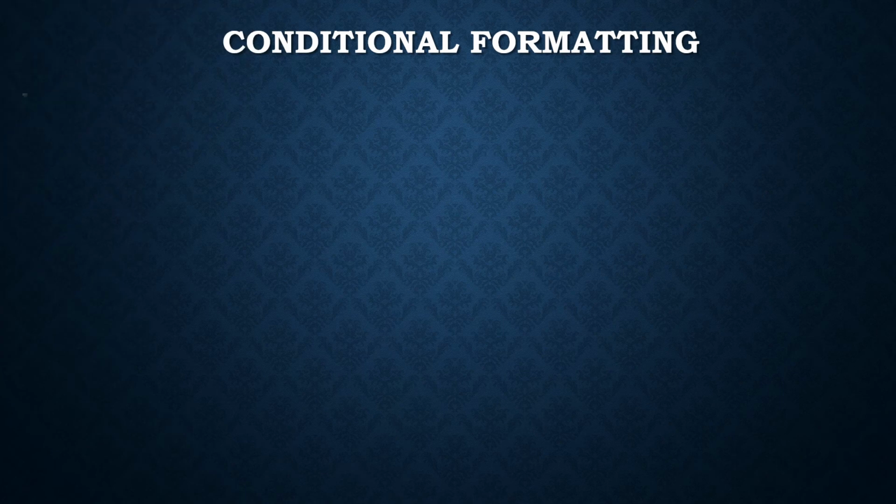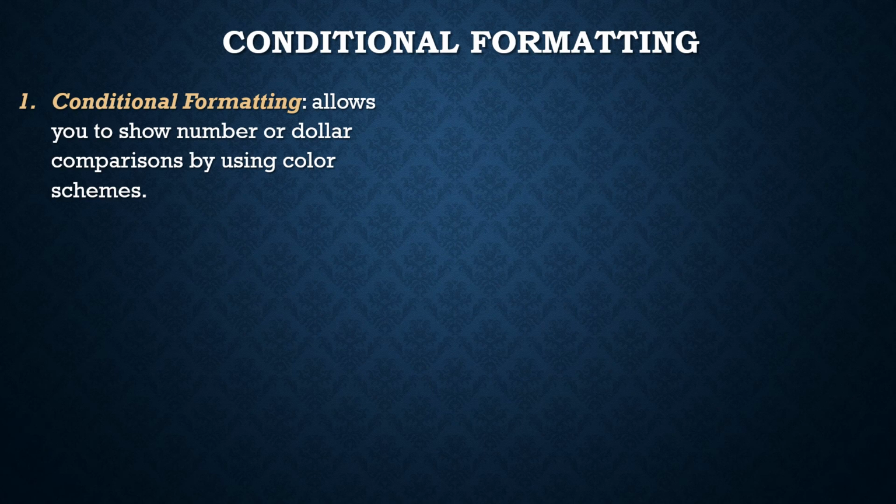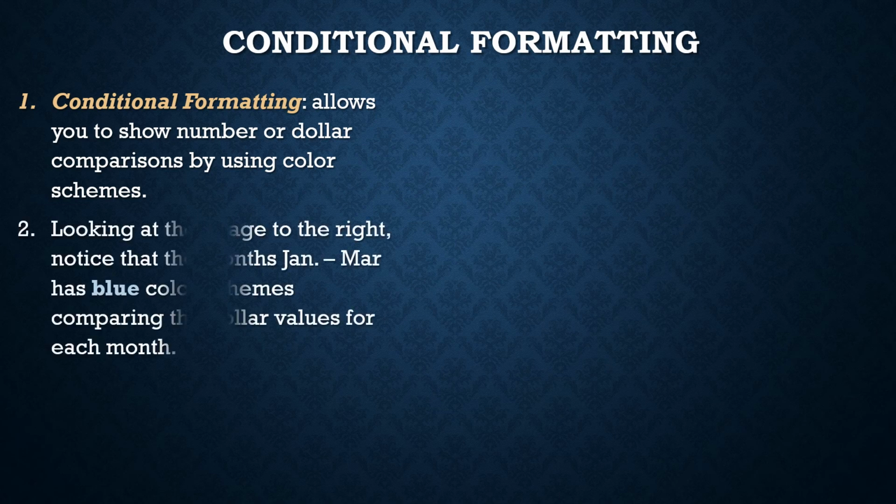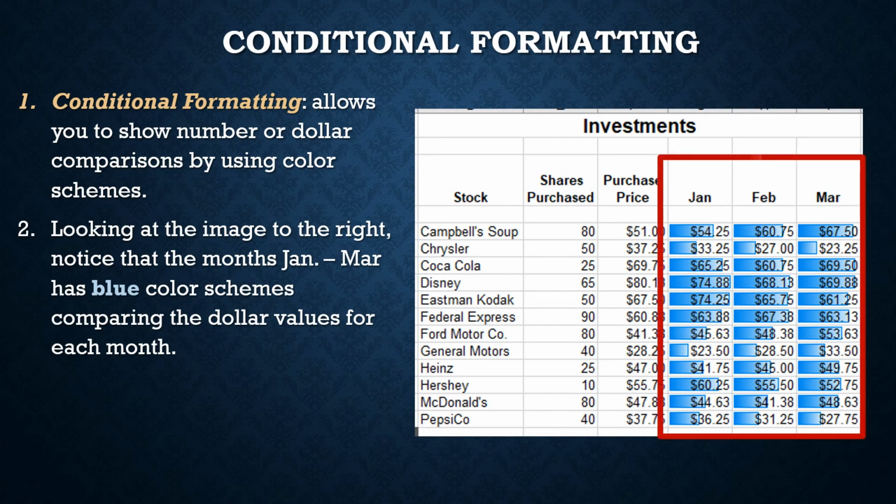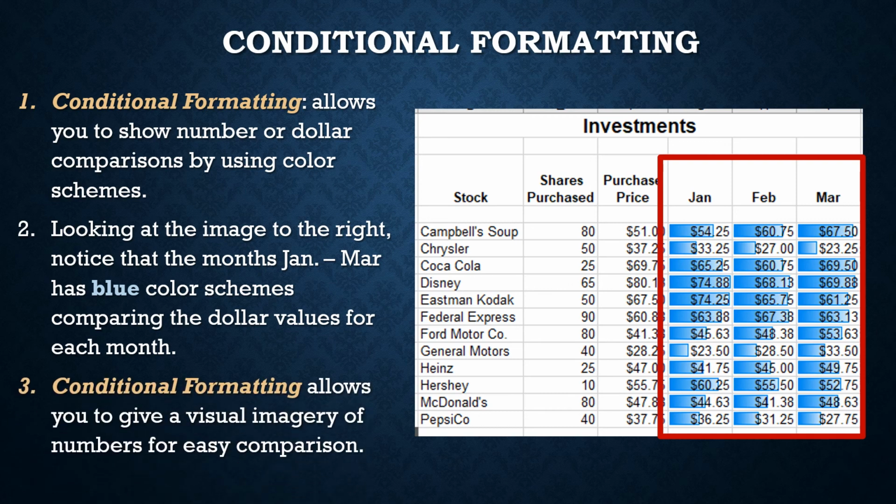Conditional formatting. Conditional formatting allows you to show number or dollar comparisons by using color schemes or color icons. Looking at the image to the right, notice that the months January through March have blue color schemes comparing the dollar values for each of the months. Conditional formatting allows you to give a visual imagery of numbers or dollars for easy comparison.